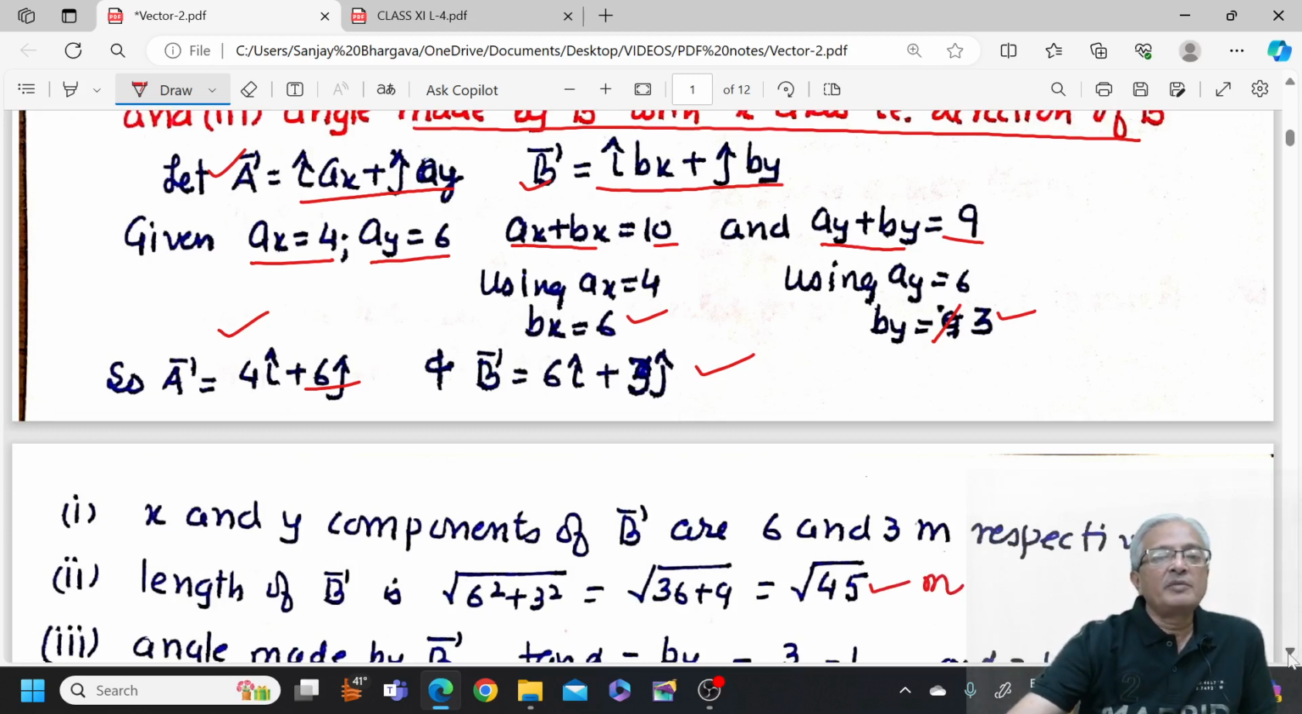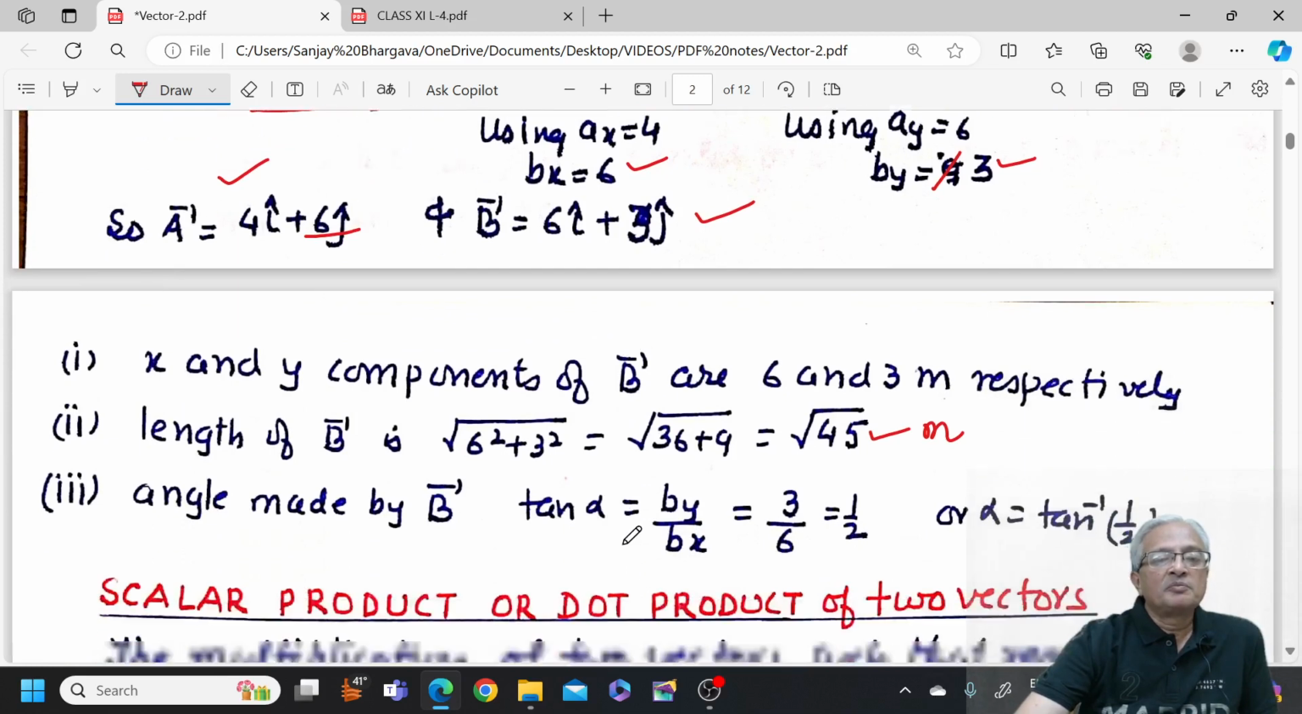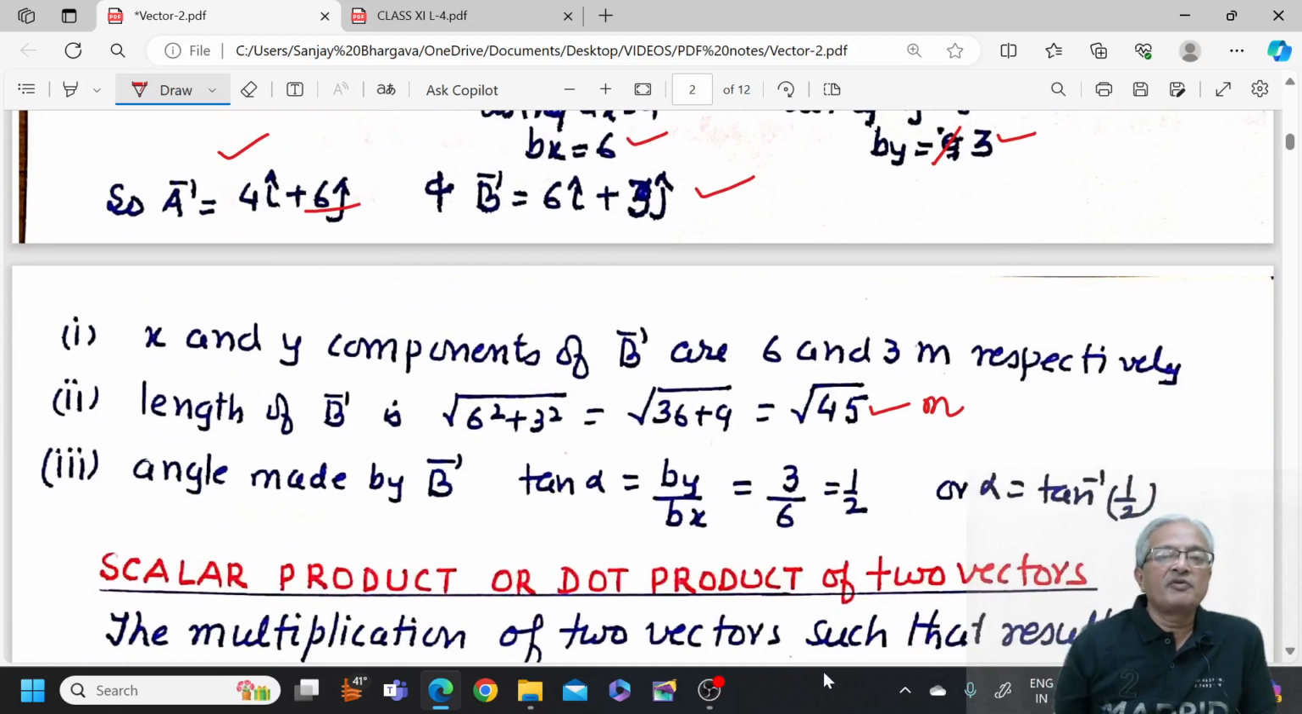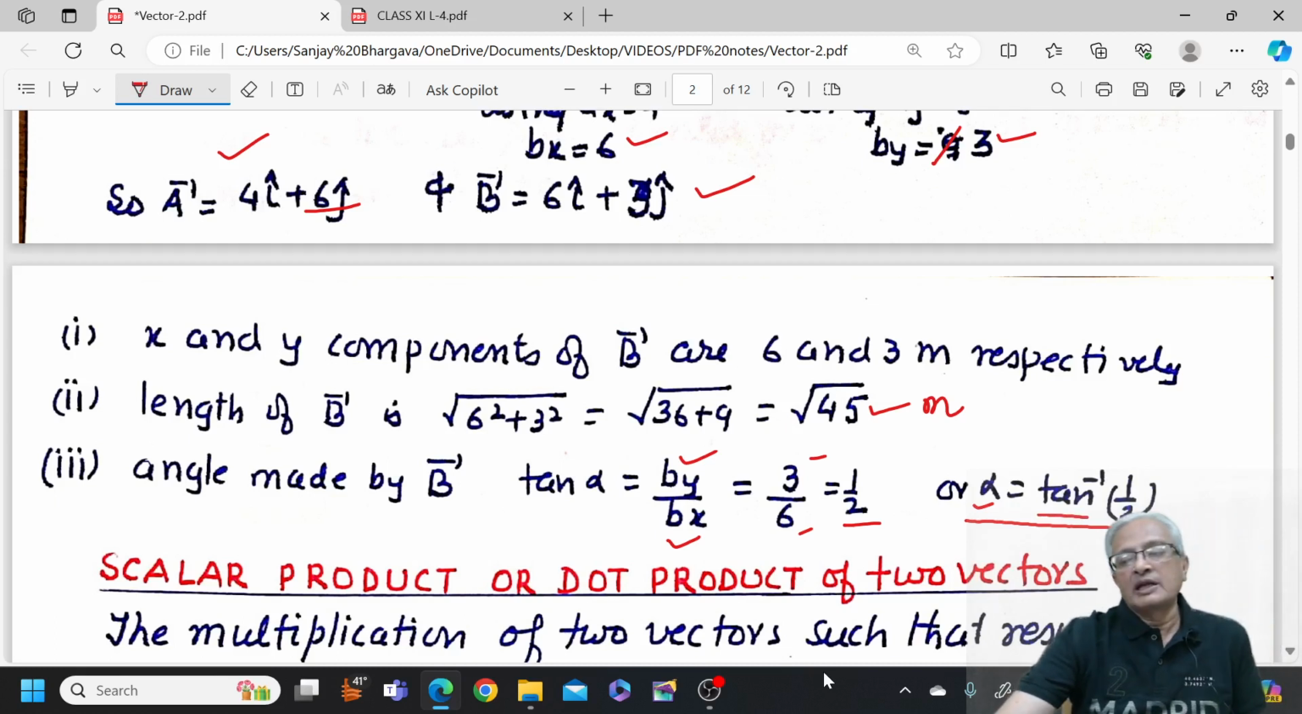Then what would be the angle made? The angle made by the b vector would be given by tan alpha, equal to the ratio of the y component to the x component. So it would be equal to 3 upon 6, that is half. The angle made by the b vector with respect to the horizontal is alpha, and it is given by tan inverse half. Now we want to understand how the two vectors are multiplied.